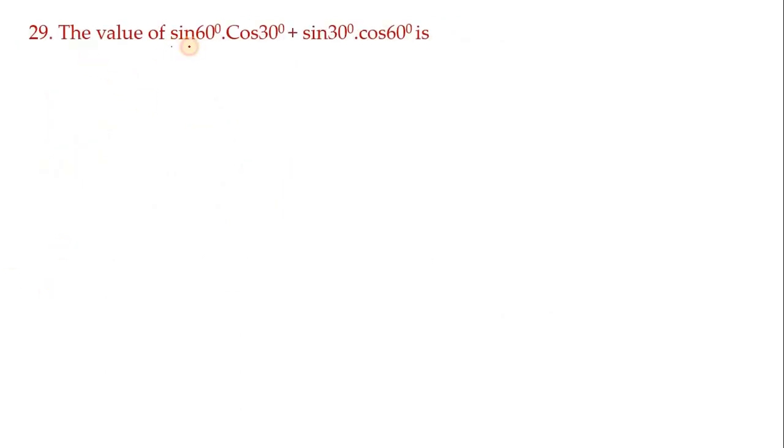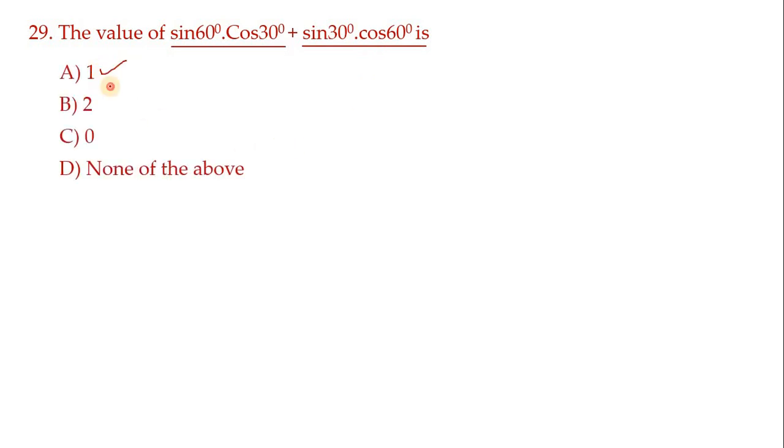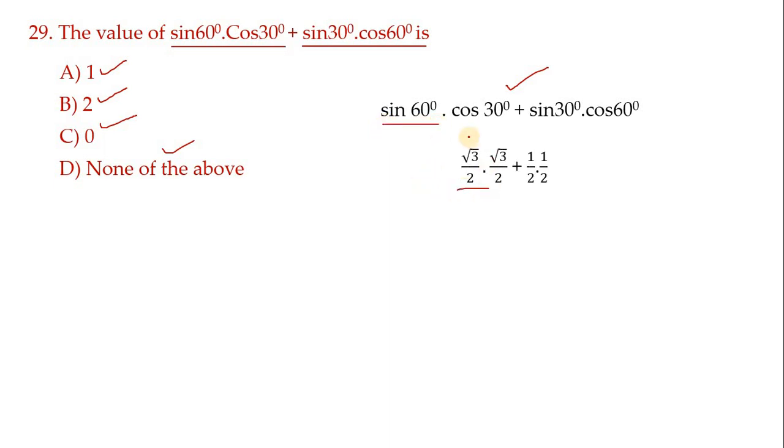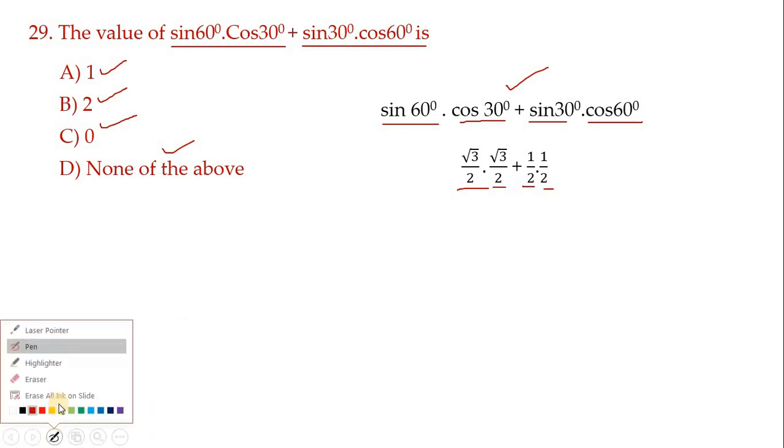The value of sine 60 degree into cos 30 degree plus sine 30 degree into cos 60 degree is. Options are 1, 2, 0, none of the above. Simple one. Consider the given problem. Substitute the values, children. So sine 60 degree means that is root 3 by 2. Cos 30 degree also root 3 by 2. Sine 30 degree is 1 by 2. Cos 60 degree is also 1 by 2.